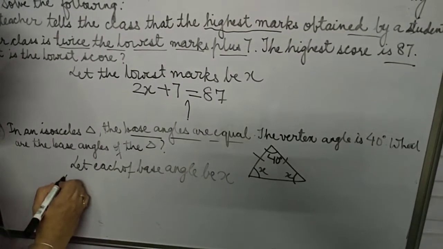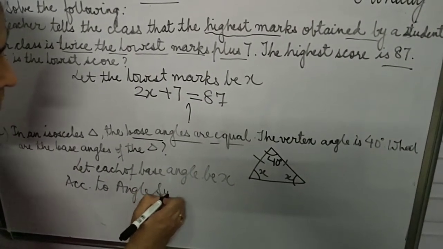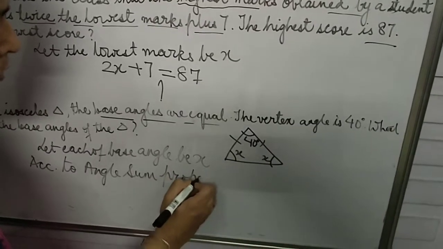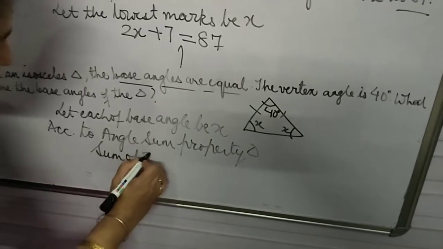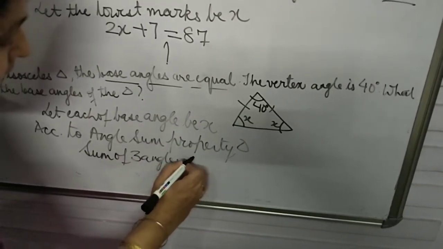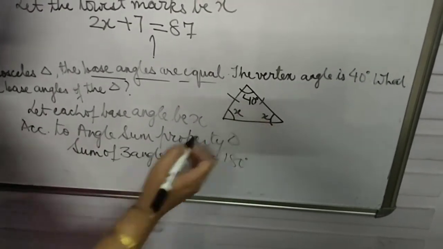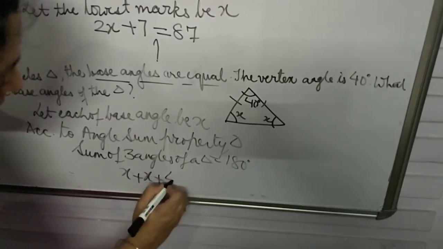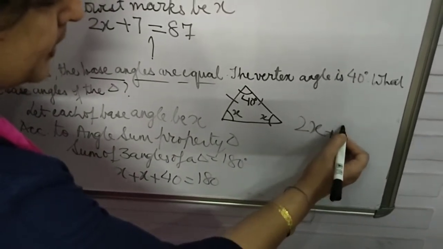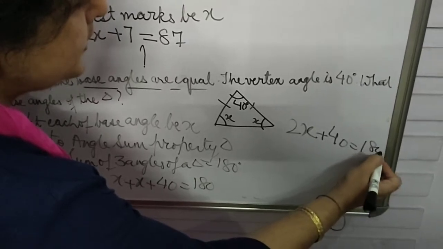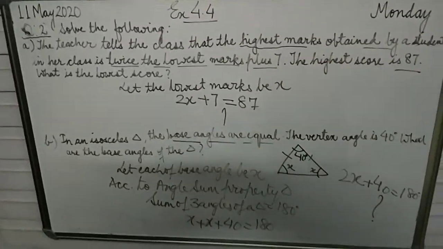Now we have the angle sum property in the triangle. According to the angle sum property, this we have discussed in the first exercise also, the sum of three angles of a triangle is equal to 180 degrees. So here these three angles are x, x and 40. So x plus x plus 40 is equal to 180. x plus x means 2x plus 40 is equal to 180. Now you are to further solve this equation to find out the value of x.